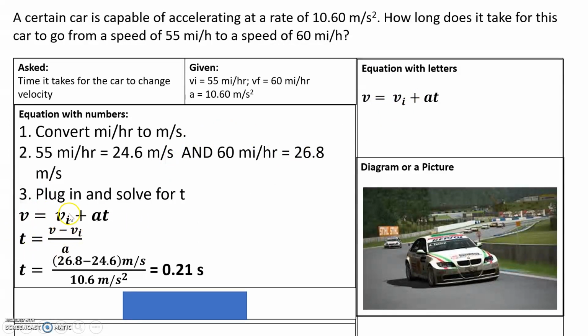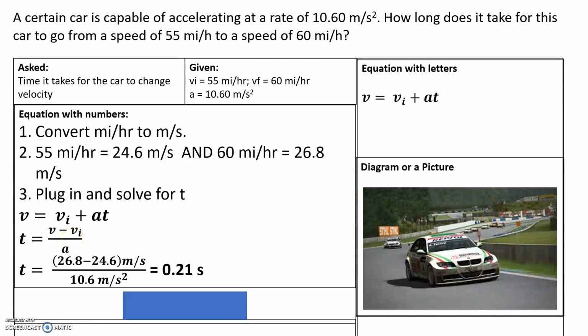I brought the initial velocity onto the left hand side and I divided by the acceleration to solve for t, and this is the equation that I get: the final velocity minus the initial velocity over the acceleration.